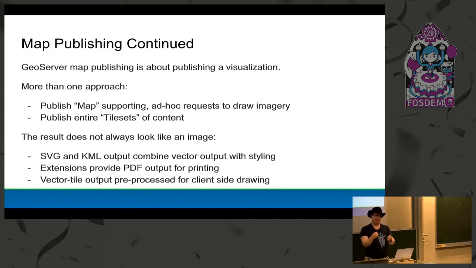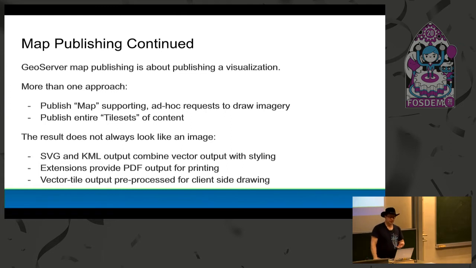Remember, it's just the concept of publishing a layer. You might publish it as a map where people can zoom and pan around and do ad hoc queries. You might publish an entire tile set of data for, like, mobile clients. The result of publishing a map doesn't always look like an image. Like, it doesn't have to be a PNG.